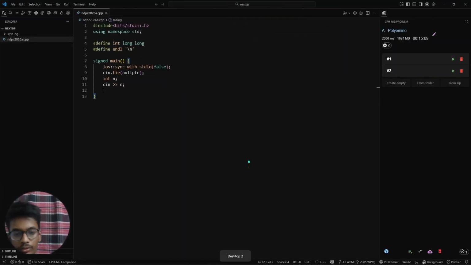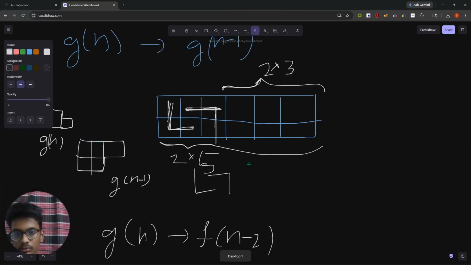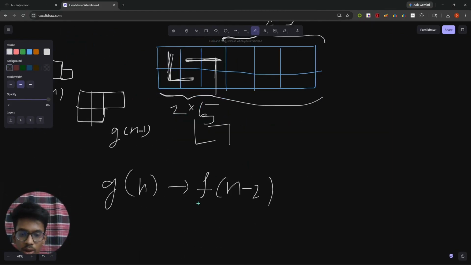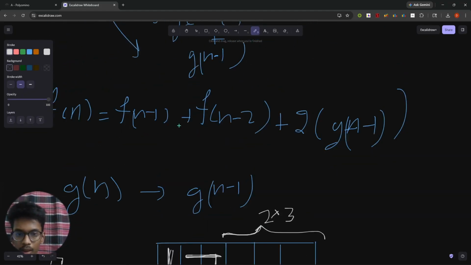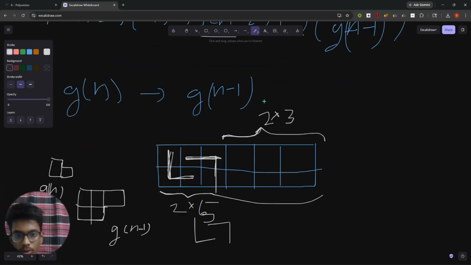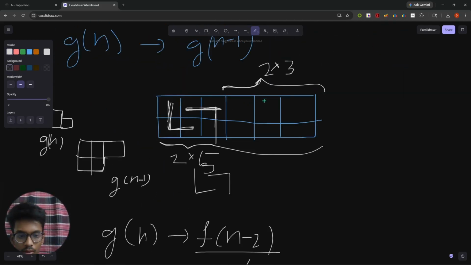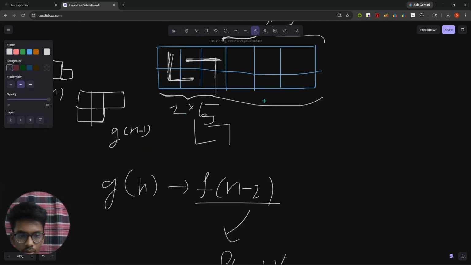So finally, we have derived a couple of recurrence relations. Now it's time to code it up. First thing, what are the states which we are using? We are using f of n minus 2. To use this state, f of 2 must be defined. So we need f of 2. And here also we are using f of n minus 2. So it should be defined.